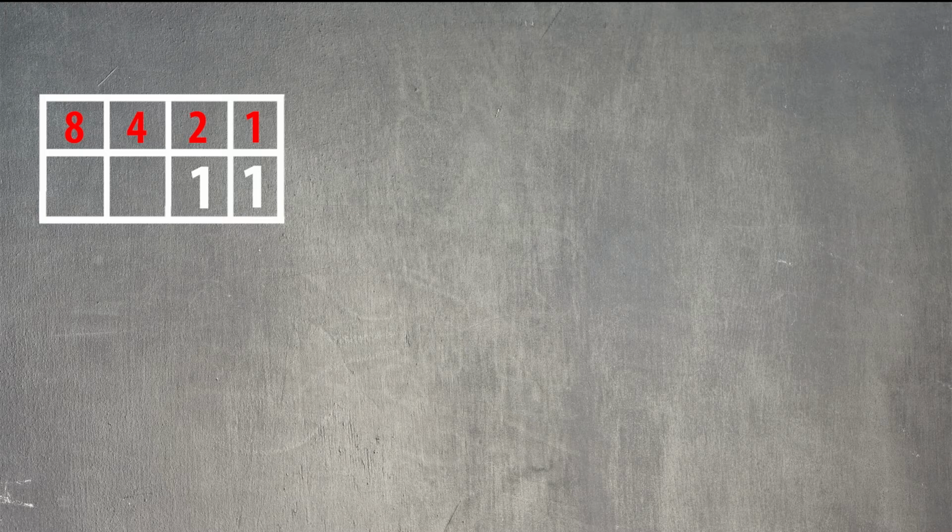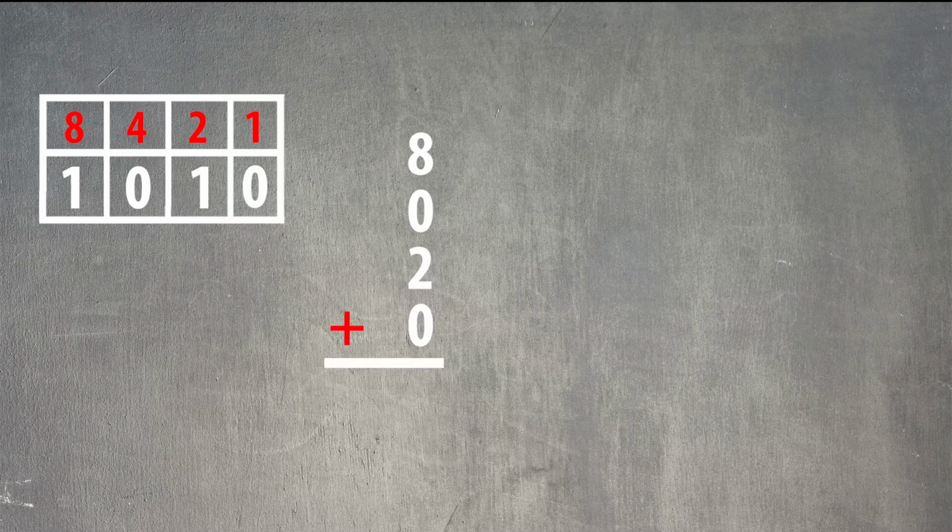Let's clear that and put our number 10 in binary into these columns. We can see that we have 1 eight, no 4s, 1 two, and no units. In total, adding the columns together, we get decimal 10.